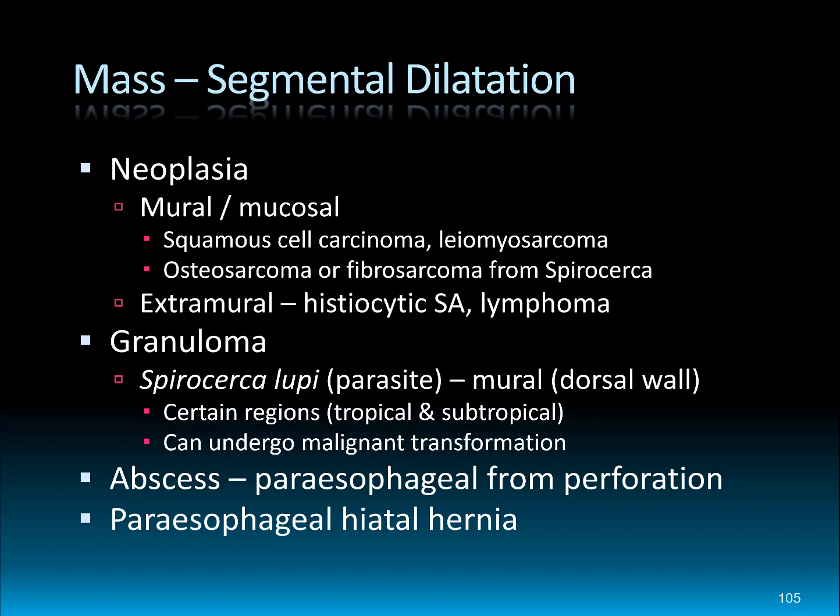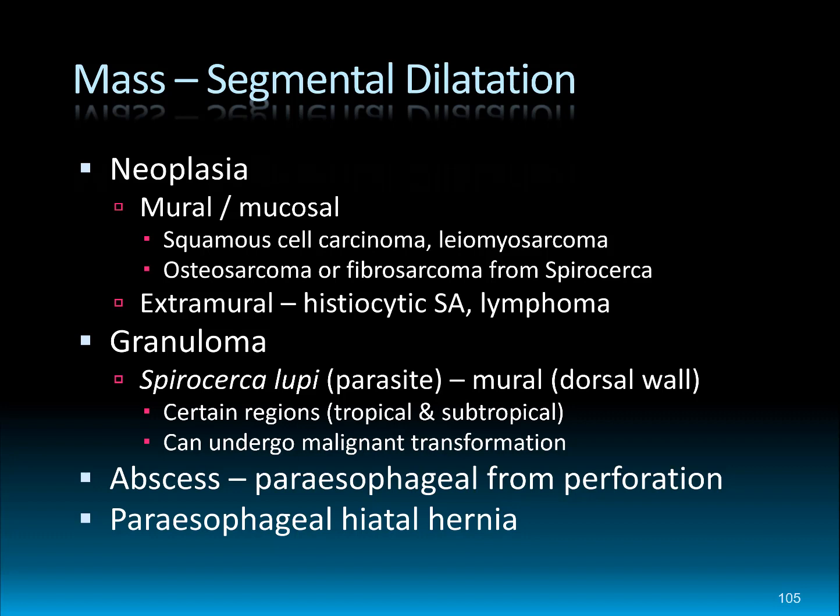If the mass looks like it's coming from outside the esophagus, then you have to think about what structures live near the esophagus. There are various lymph nodes near the esophagus, so anything that metastasizes to lymph nodes could do this. Certainly histiocytic sarcoma and lymphoma are big ones that will cause gigantic lymph nodes or other mediastinal structures and could potentially compress the esophagus. Granuloma, depending on where one lives: spirocerca lupi is a parasite that will cause mural granulomas in the esophageal wall, and so that is another thing to think about if you see an esophageal mass.